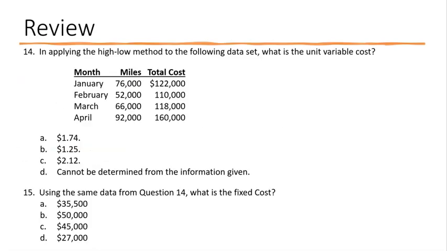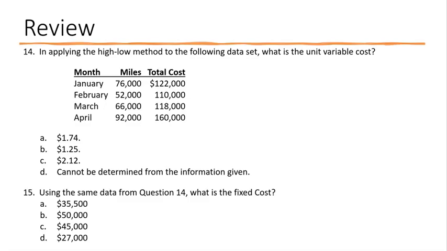And then if we have mixed costs, we can look at different months in this case of cost and activity. And we apply the high-low method to this data set to find out our unit variable cost. So how we do that is we look at the month with the highest cost and activity. So April in this case, 92,000 miles, $160,000. And we take the lowest level of activity. That would be February, 52,000 miles, $110,000.